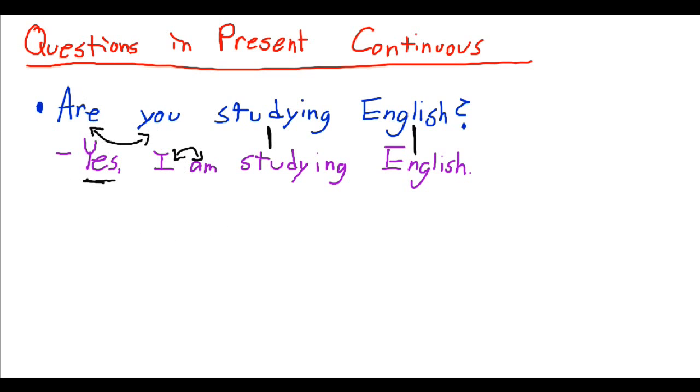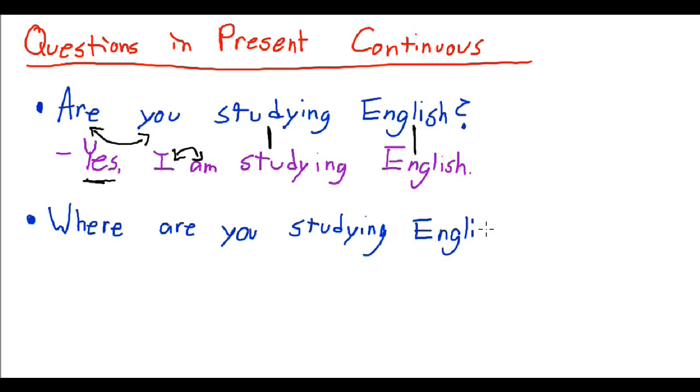Okay, let me give you another example. I can say a similar example. Where are you studying English? Now it is a little different because we're not saying, are you studying English, which is a yes or no question. We're saying, where are you studying English? This implies we already know that you are. But we're not asking yes or no, are you? We're asking where are you studying?